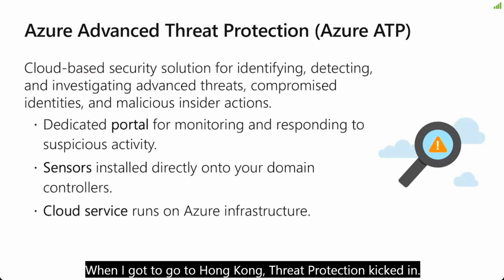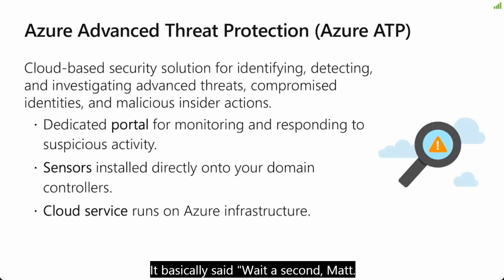When I got to Hong Kong, threat protection kicked in. It basically said, wait a second, Matt, you're usually somewhere in the United States. What are you doing in Hong Kong? And it was flagged. And what happened is when I logged onto the hotel's network, I was forced to use multi-factor authentication. So we had conditional access tied with, oh, something's not right here.